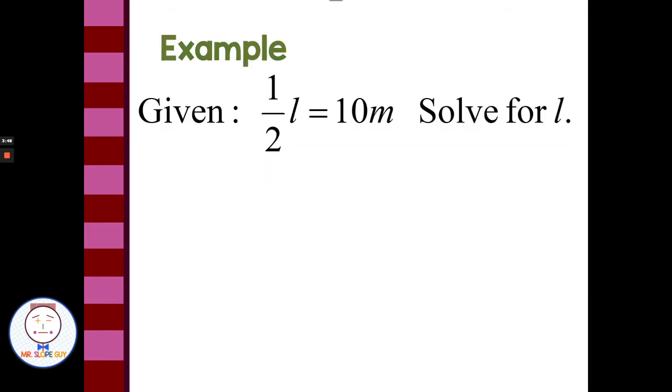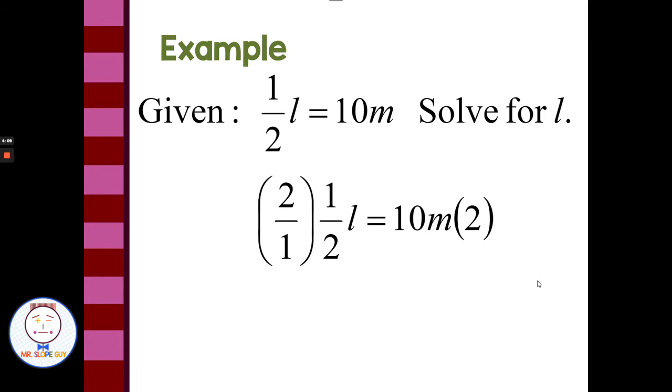Let's look at a new problem. We are given 1/2 L. L is a hard variable to use. If you write that, make it cursive so you could know it's not a number 1. Equals 10m. Solve for L. Well, anytime I have a fraction in front of a variable, I always get rid of it by multiplying by the reciprocal. So the reciprocal or inverse of 1/2 is 2 over 1. Multiply the left side by 2 over 1. Multiply the right side by 2 over 1.